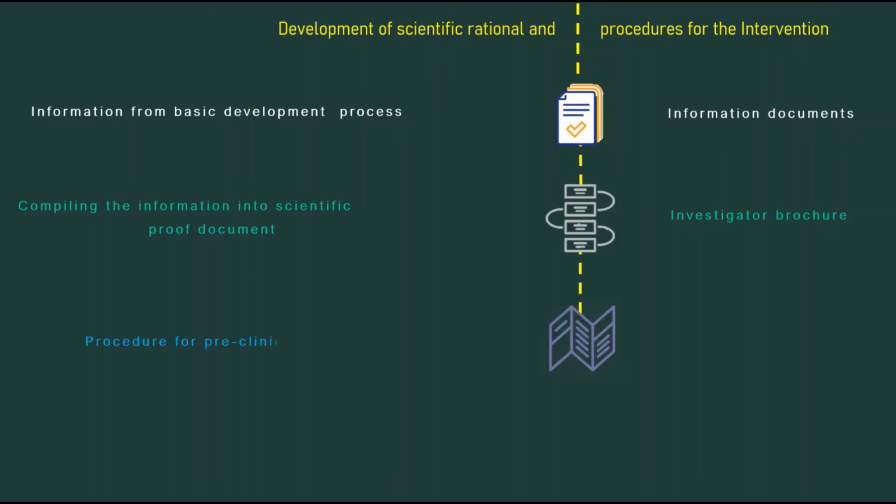Procedures for the preclinical study are developed by reviewing and collecting the information about the treatment procedures in animal models, which develops a preclinical study protocol. After that, the procedures for the clinical study are also developed from the investigator brochure, the clinical study protocol.